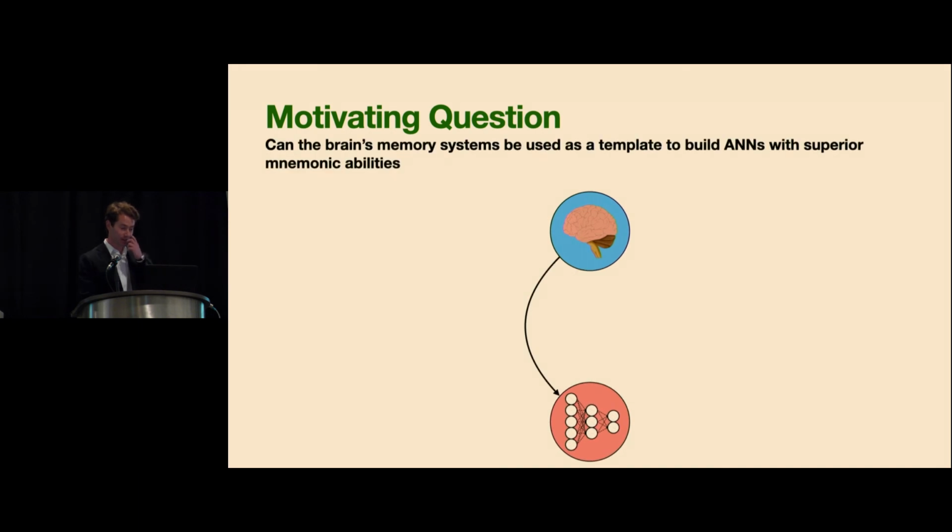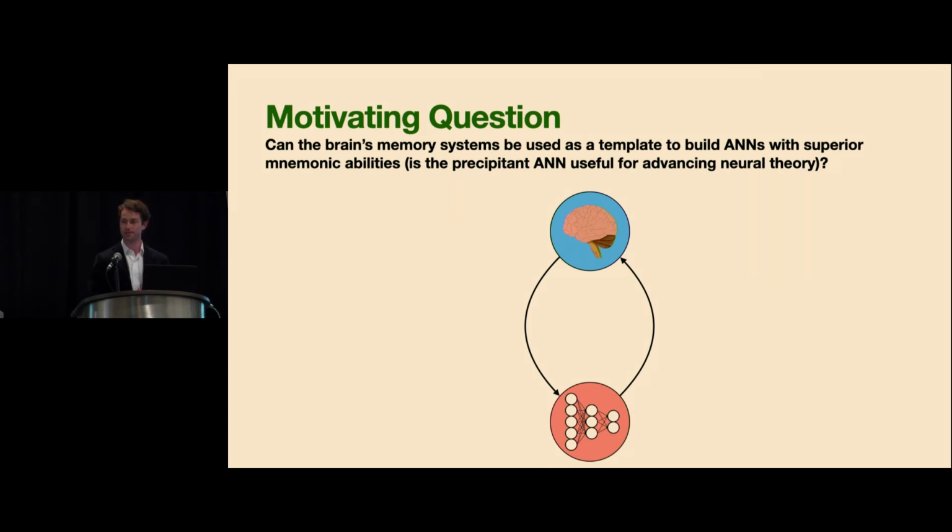The question is whether the brain's memory systems can be used as a template to build artificial neural systems with superior memory abilities, constituting an example of how neuroscience may serve as an inspiration for artificial intelligence research. Completing the circuit, the corollary to this is whether artificial neural networks can be used to advance neurobiological theory.